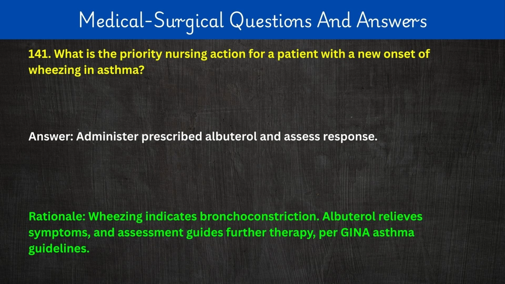What is the priority nursing action for a patient with a new onset of wheezing and asthma? Answer: administer prescribed albuterol and assess response. Rationale: wheezing indicates bronchoconstriction. Albuterol relieves symptoms and assessment guides further therapy per GINA asthma guidelines.